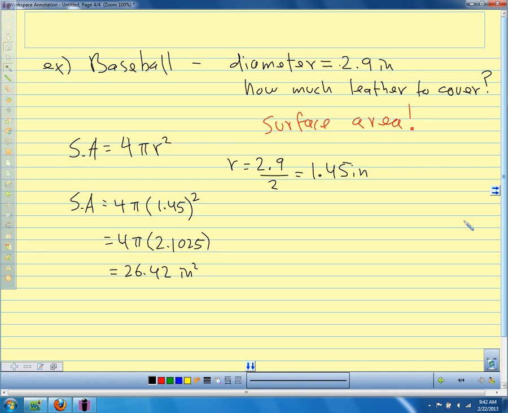Questions on that example? Pi, and then by 4. Mm-hmm.